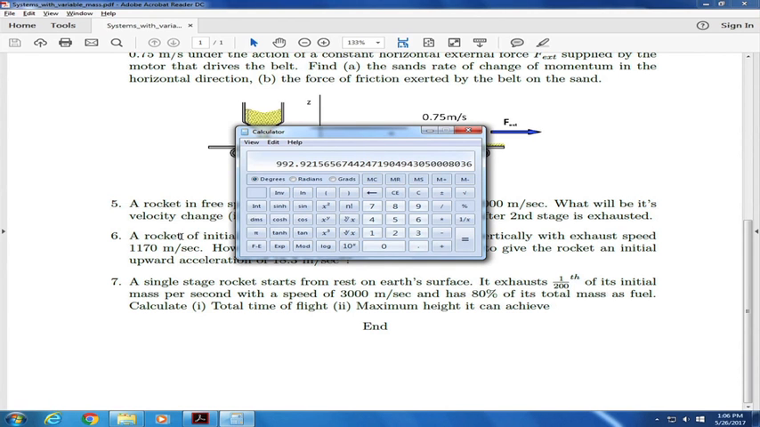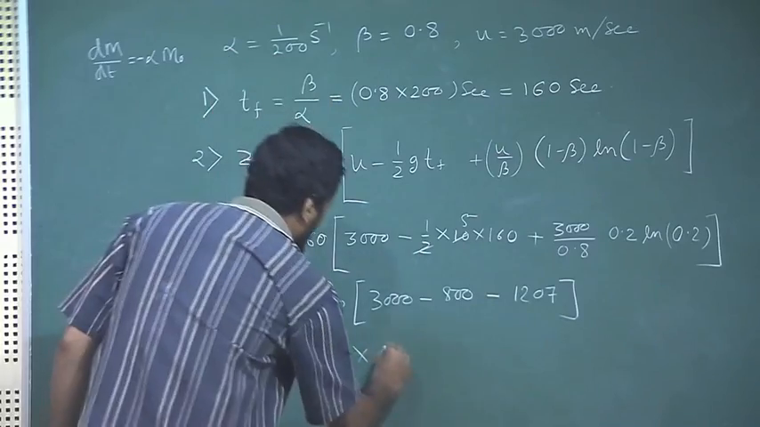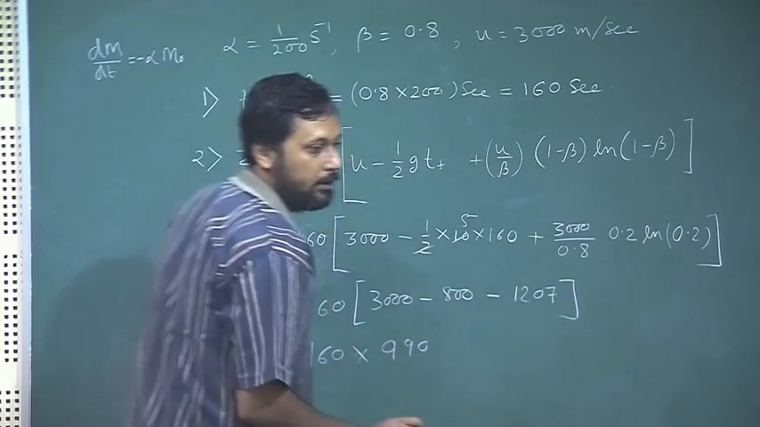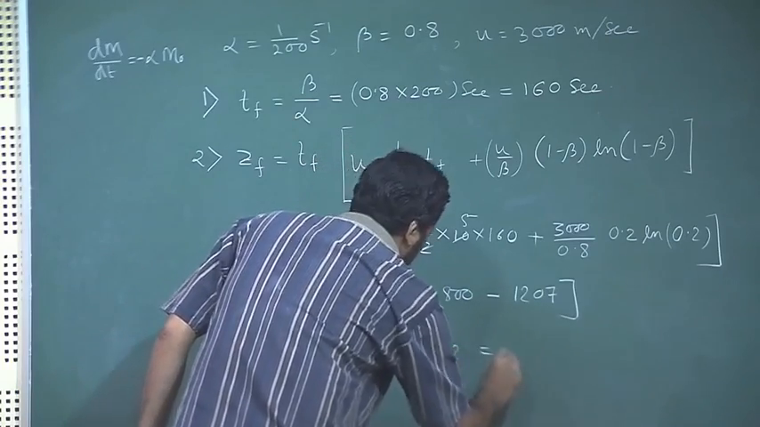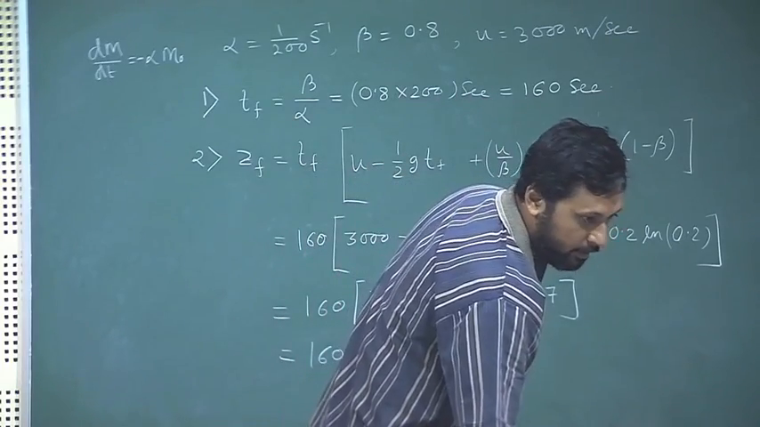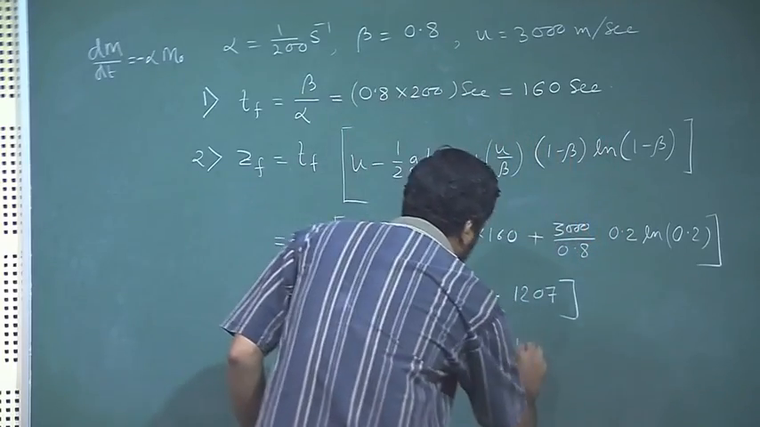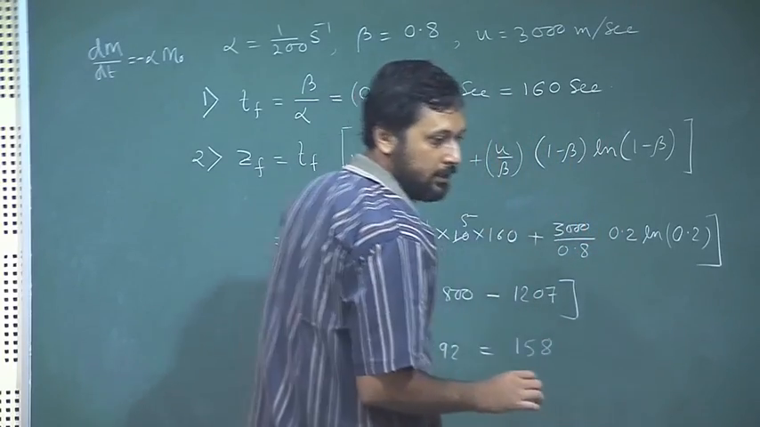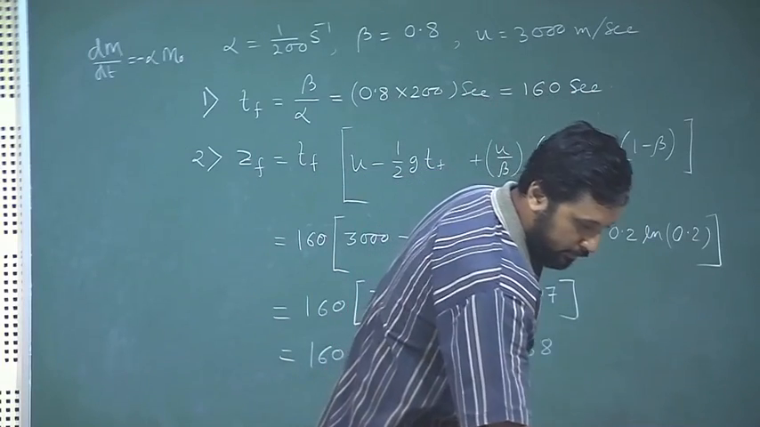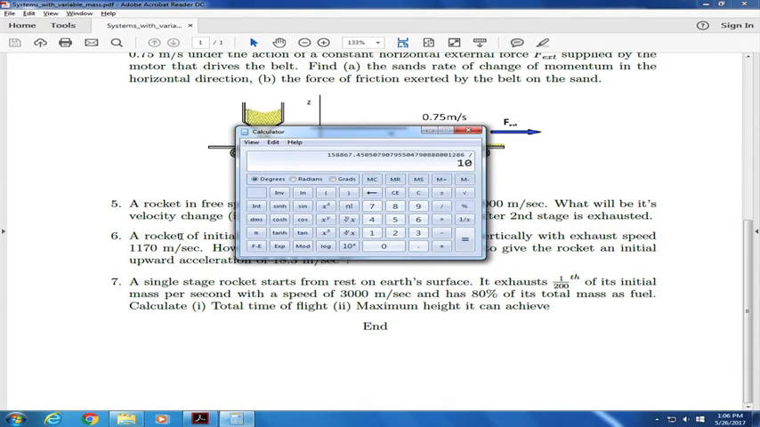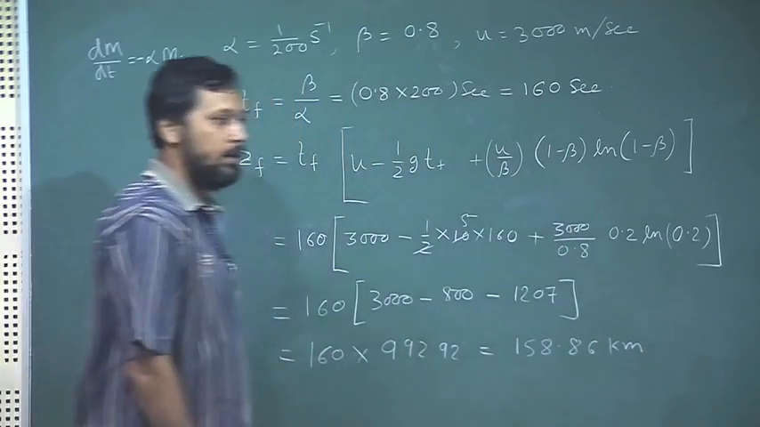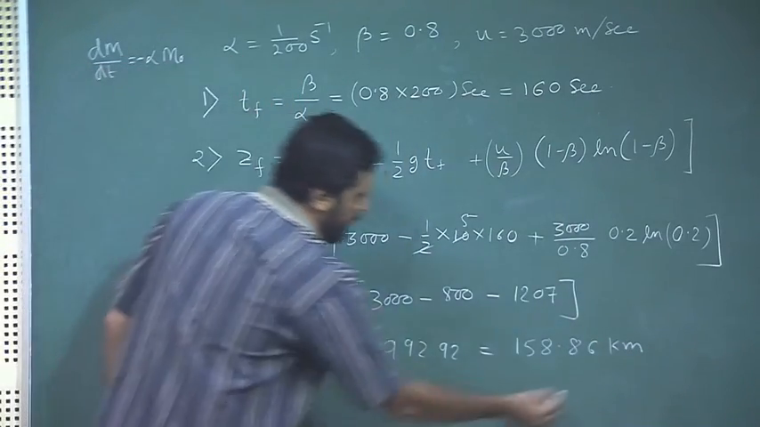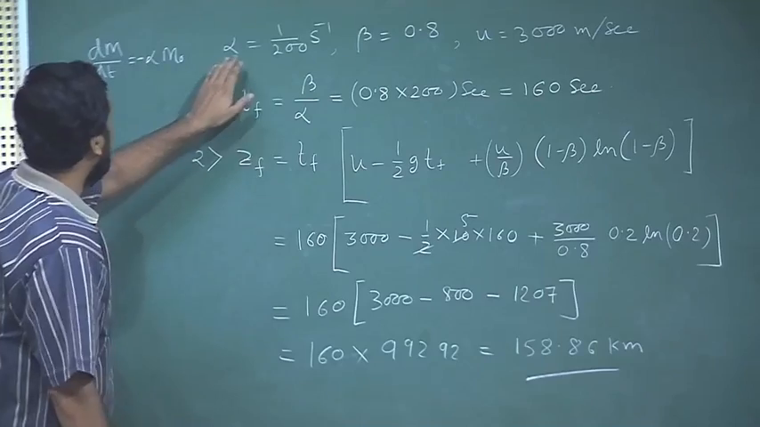So, it is 992.92, and this will give you 158.8. So, this is in meters. So, we can divide it by 1000 to get 158.86 kilometers. Okay. So, you see that the rocket which we are discussing here with this following parameter.